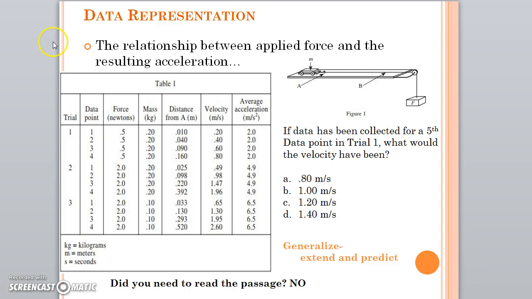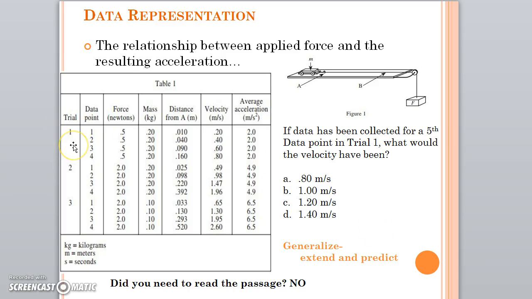So here's a data representation question. I have omitted all of the reading at the top because you don't need it. So let's go straight to the question. If data has been collected for a 5th data point in trial 1, what would the velocity have been? So we are extending and predicting here.